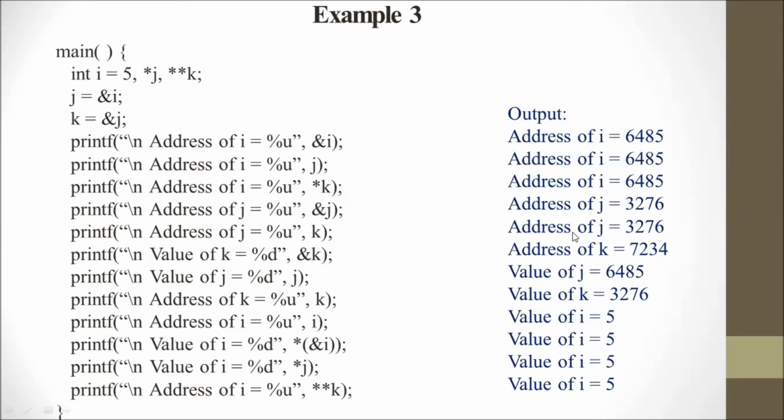3276. This is the jth address. And address of j equal to k. So here it will print the jth address. So here it will print address of j equal to 3276. And here the value of k equal to percent d address of k. So k will print the address of k. Here k will print 7234. This is the k variable address.